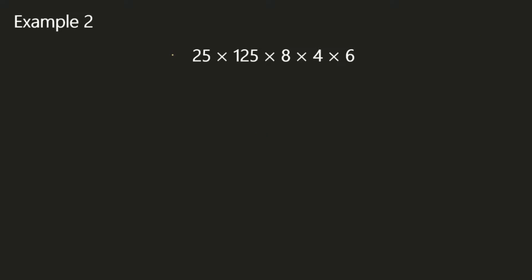Now let's take a look at this problem. Same practice. Let's first compute it from left to right in order. If you work out each multiplication one by one, you eventually get the answer of 600,000.